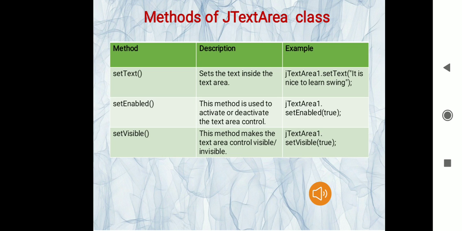The commonly used methods of the JTextArea class are setText, setEnabled, and setVisible. Just go through this chart for the explanation. As the text area control is very much similar to the text field control, except that a text area allows multiple line entries, the methods are almost the same in both of these controls.